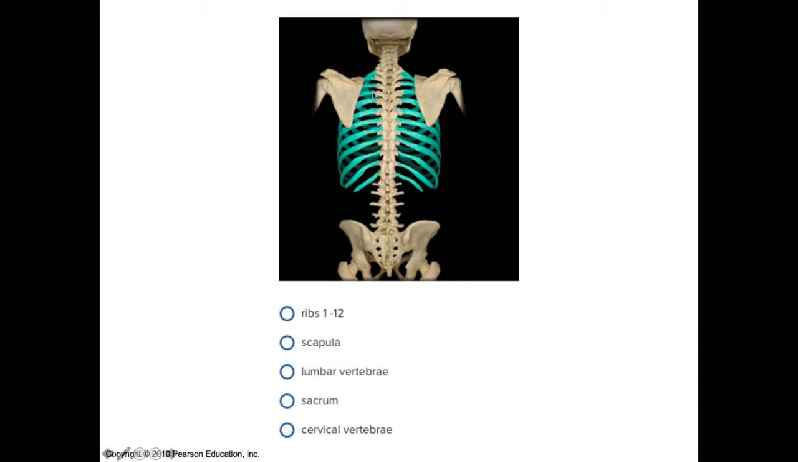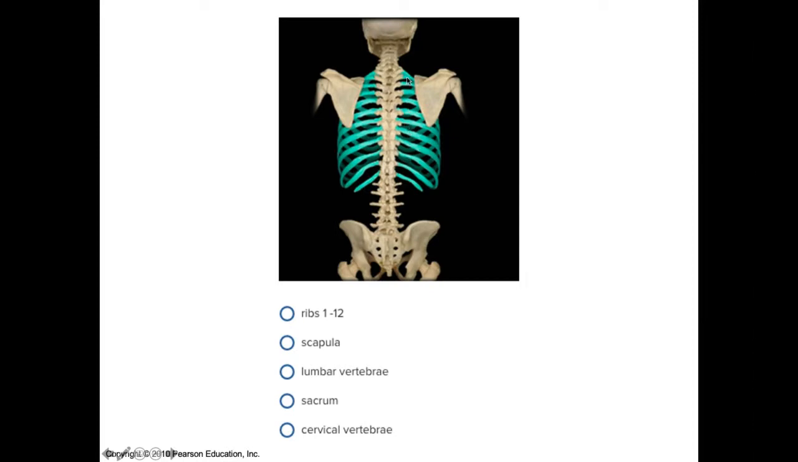Now remember, there are 12 pairs of ribs, 12 on this side, 12 on this side. Each rib articulates with its corresponding thoracic vertebrae. So how many thoracic vertebrae are there? There's 12, and there's 12 ribs. That's why we use the ribs as an indicator for scoliosis.